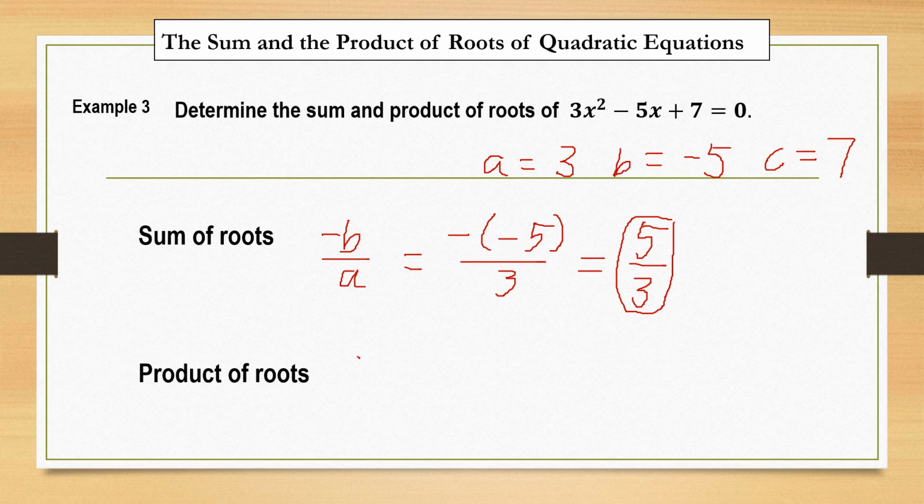The product of the roots is given by c over a. c is equal to 7 and a is equal to 3. Therefore, the product of the roots of the given quadratic equation is 7/3 or 7 over 3.